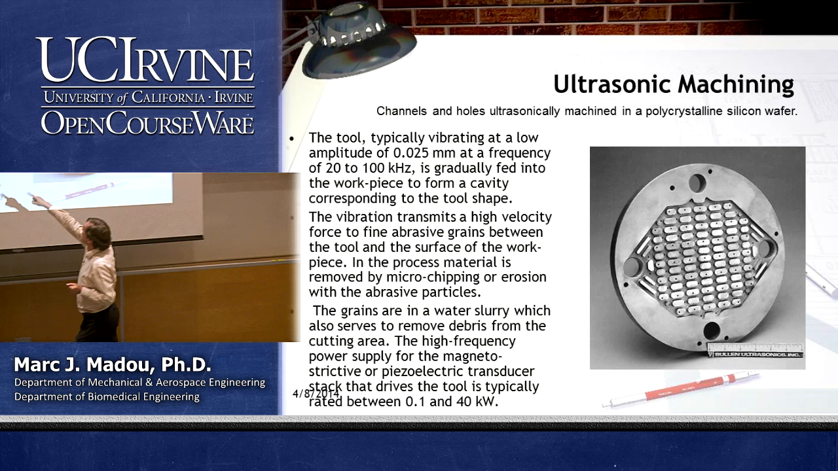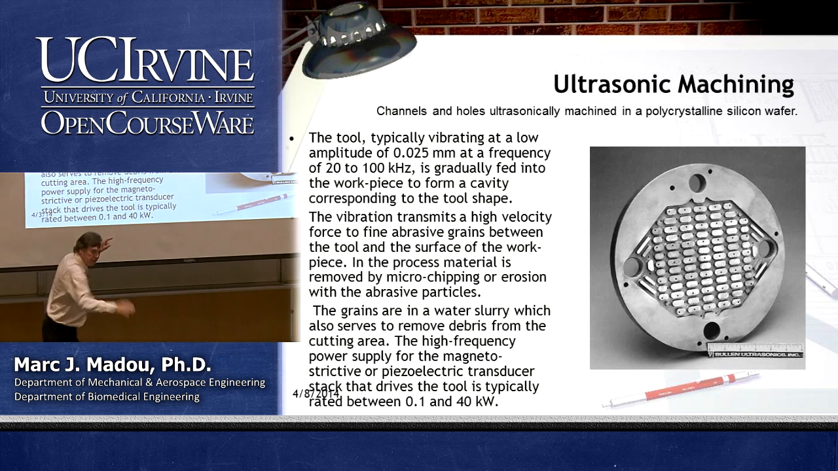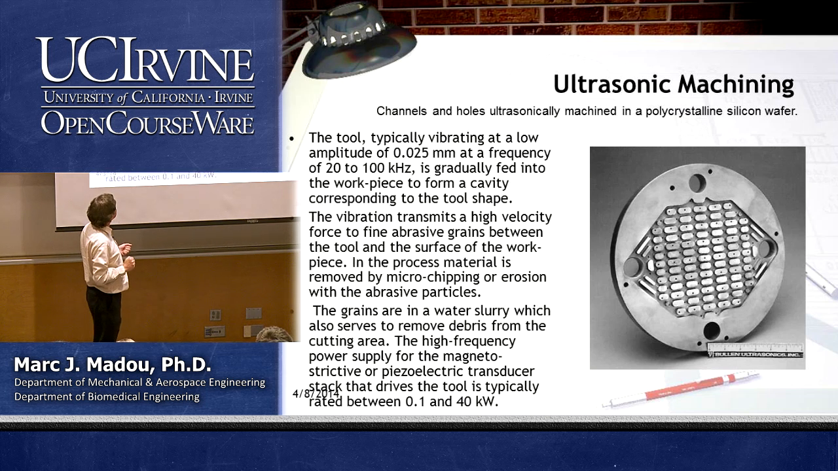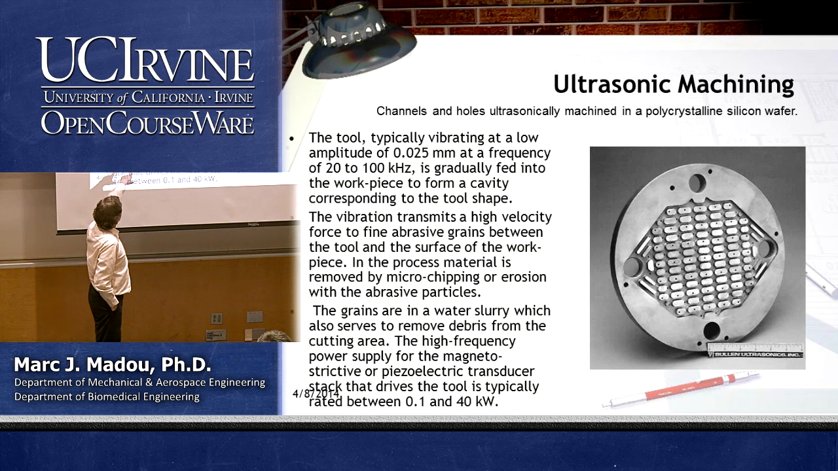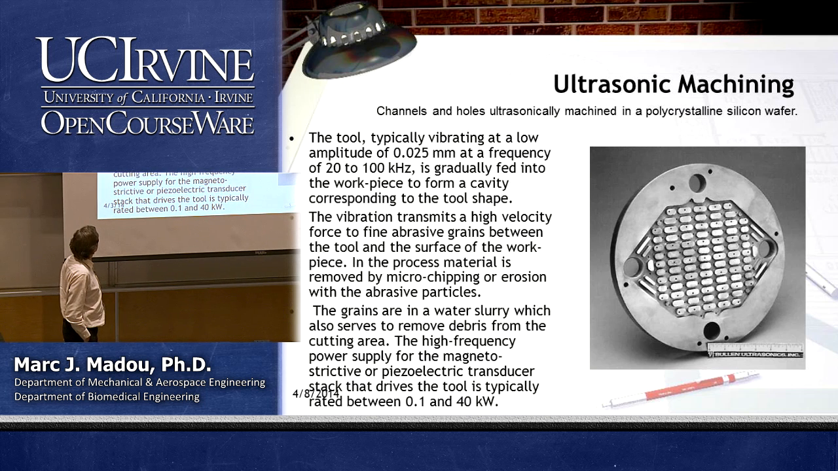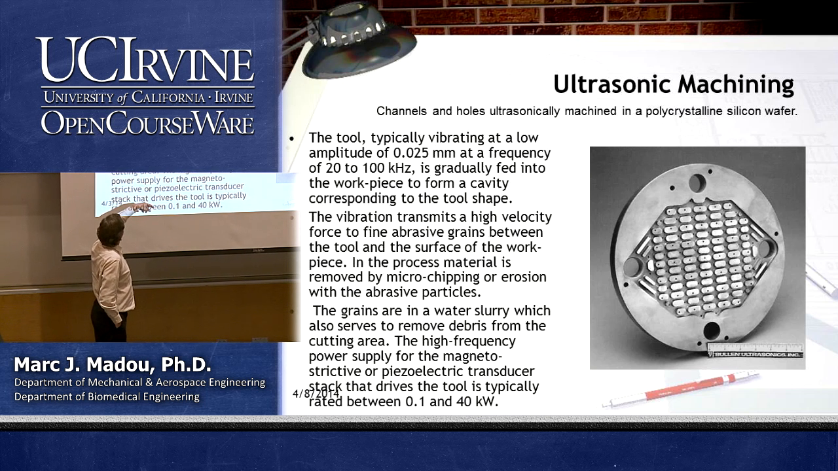In the process, material is removed by microchipping. So it's like a sandstorm, right? You kick off the material by hitting it with hard particles. So microchipping, or erosion, it's also called. The grains are in a water slurry, which also serves to remove the debris from the cutting area. So the material you're cutting out is removed at the same time.